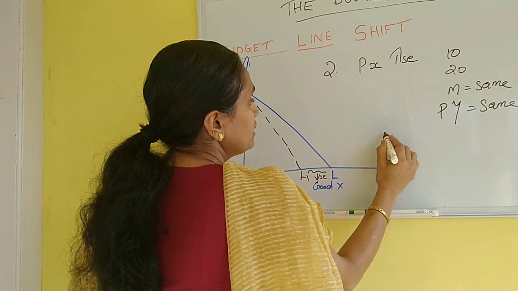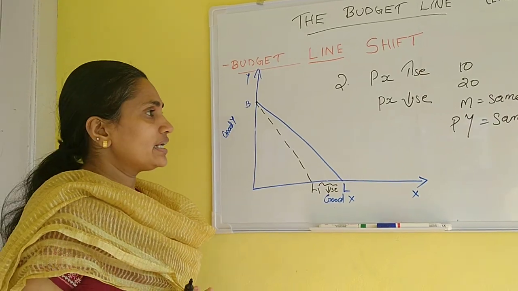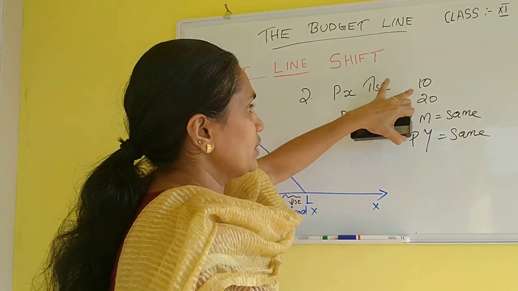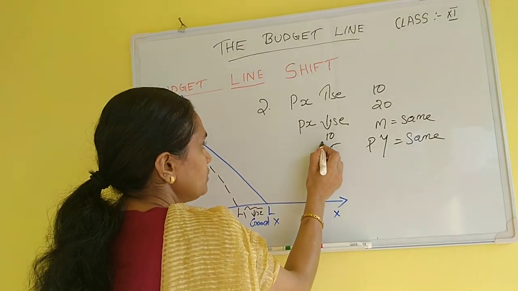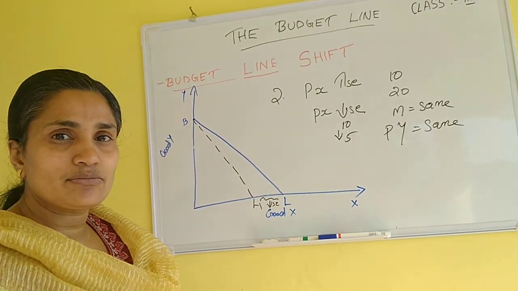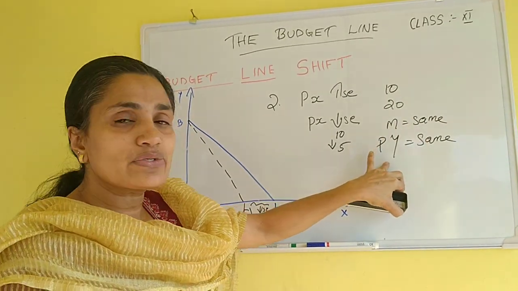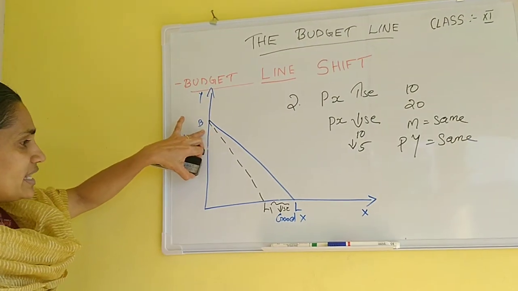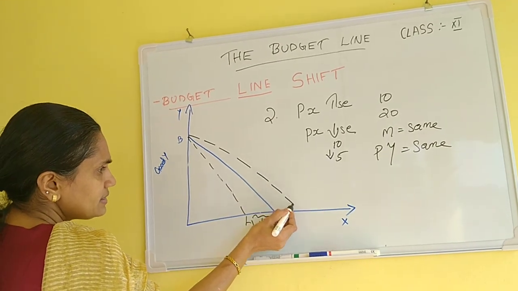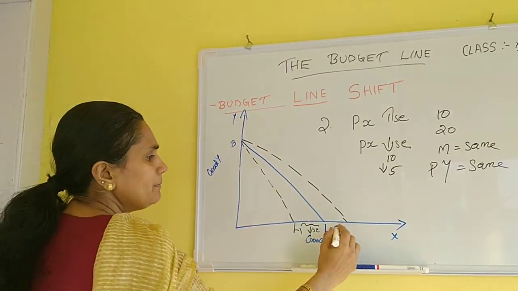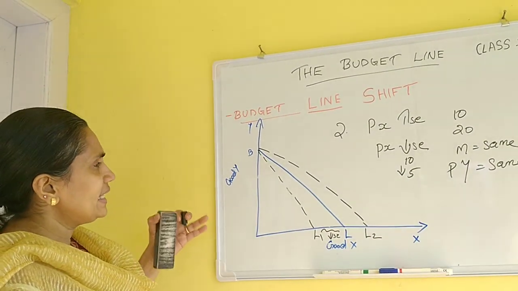Suppose instead the price of X decreases, from 10 to 5 rupees. What about the consumption? The consumption will increase. Why? Because income remains the same and price of Y also remains the same. The consumption of Y remains the same and the consumption of good X will increase. See, this is the shape of the budget line. BL2. Understood? That is the change in price line.